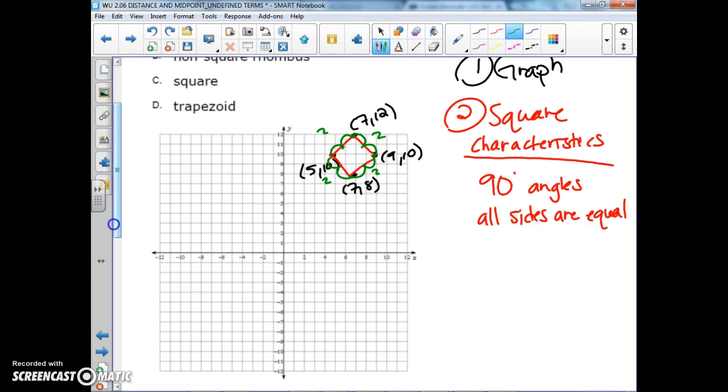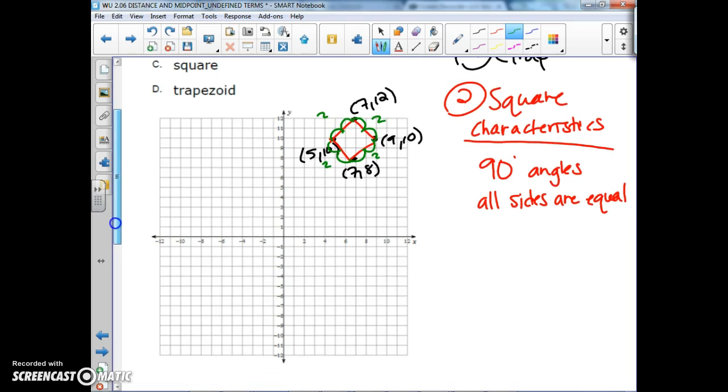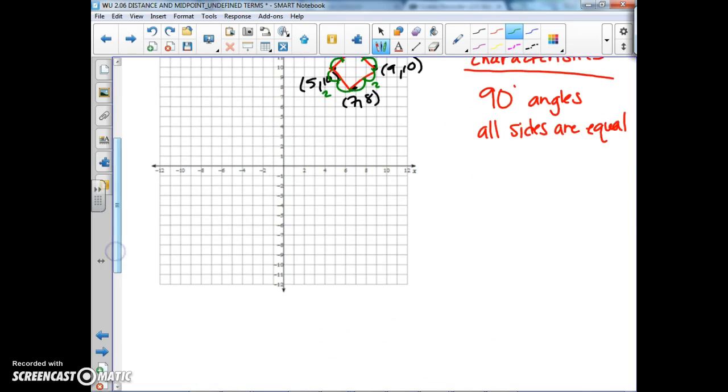But now we need to prove that we have right angles. So we need to do the slope formula, because if we find a pair of opposite reciprocal slopes, that means those lines are perpendicular. And perpendicular lines form 90-degree angles. So we're using the slope formula to see if we can find perpendicular lines because we know that those lines form right angles. So let's find the slope between (5, 10) and (7, 12).